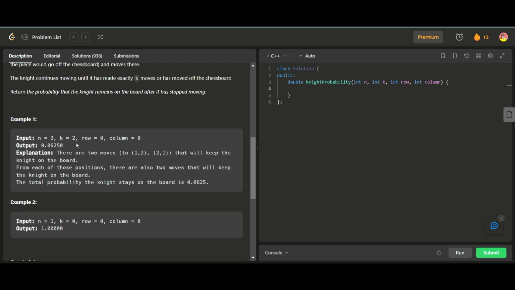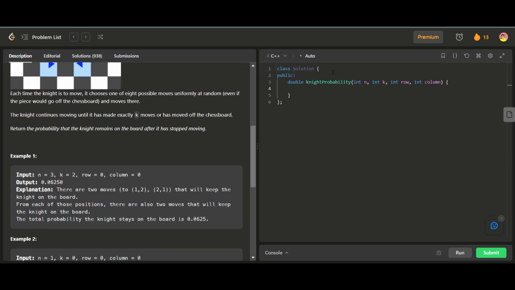So let's start with the code. We'll need a helper recursive function, so it will also return double because the probability that should be returned will be in double. So int n is the size we need, and then we also need the moves, we need the position, by that we mean row and column.